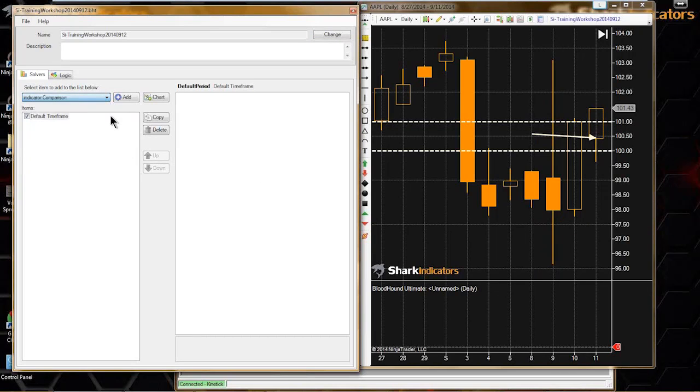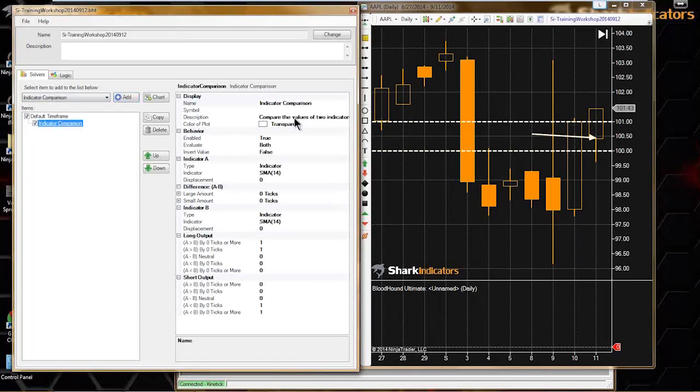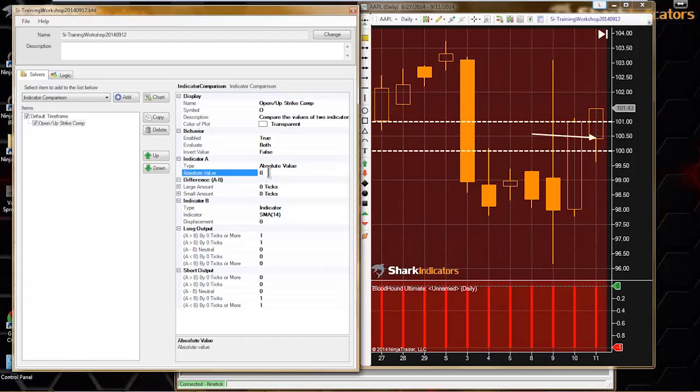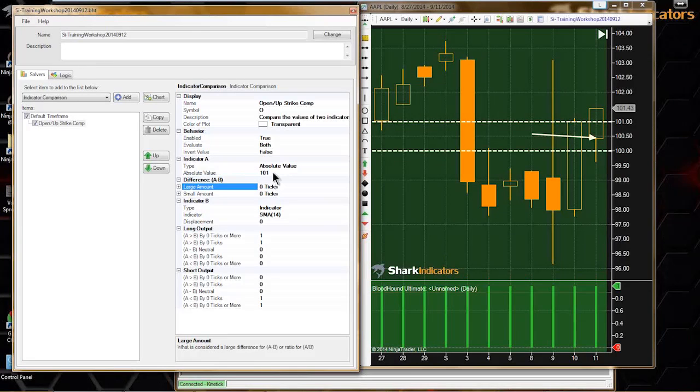So this is going to require two comparison solvers here. Let's set up our initial one here. This will be the open to the upper strike price. Now since NinjaTrader doesn't have option price data available to it, the strike price is going to have to be entered into BloodHound manually. So we're going to use an absolute value, and that allows us to manually specify a value. The upper strike price is 101, so we're going to set that to 101.